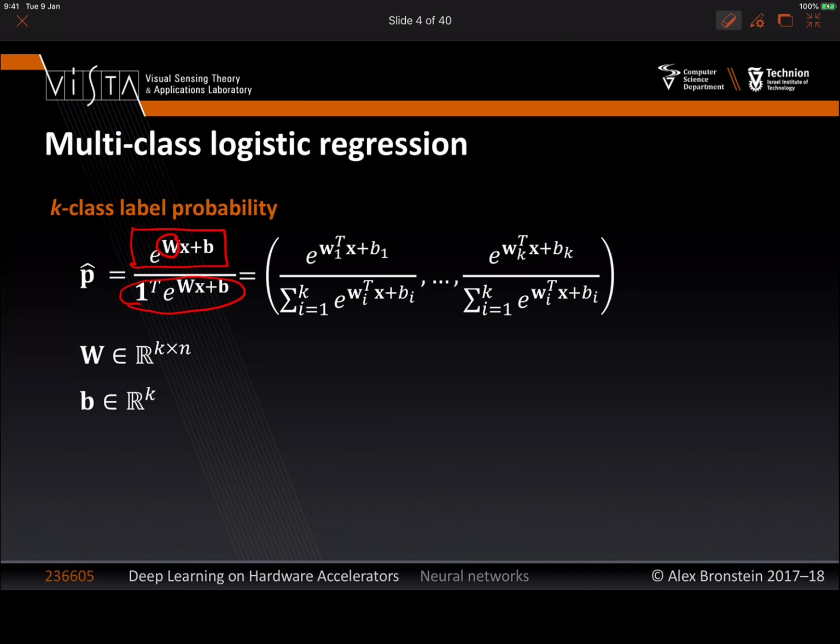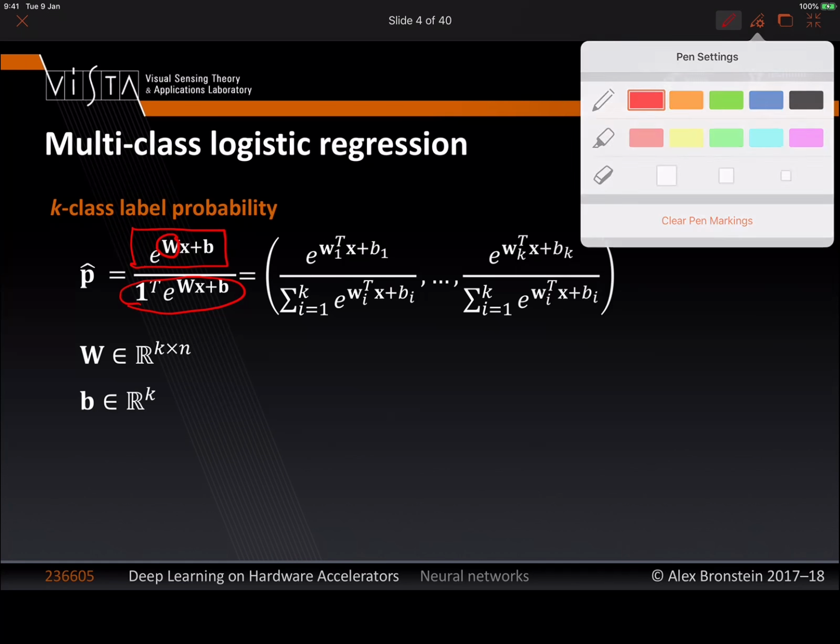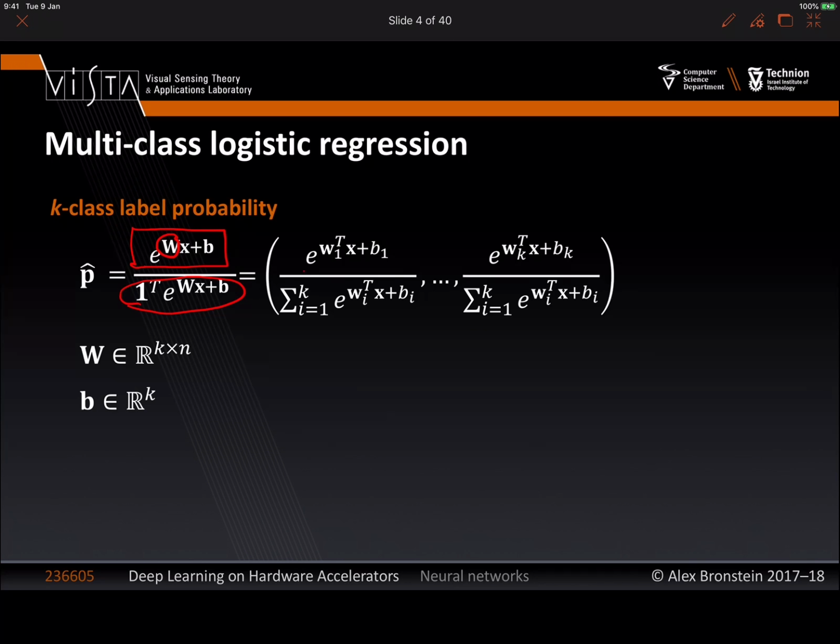Yes? The exponential is element-wise. Here I'm writing it explicitly, as you can see. Here the exponential is applied to the first element, and here it is applied to the kth element. And what is written below, of course, is this sum, this normalization. Yes, a question? Because I want to produce a number for every class, right? So in this way, I produce a probability for every class.